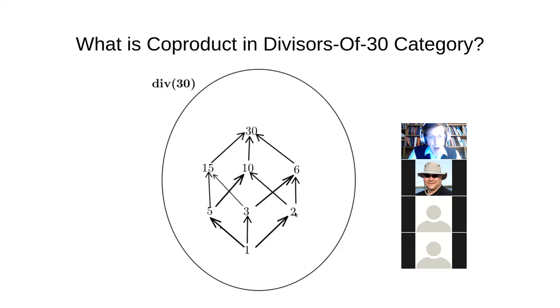3 and 5, it's 15. How about 2 and 5? Okay, so we did each of these. That's good. And how about 6 and 10? What's the closest downstream one for that? 30. Yeah, 30. Okay, so what does that smell like to you?